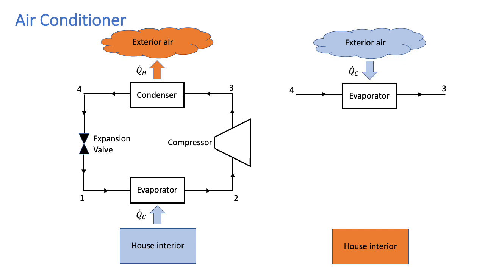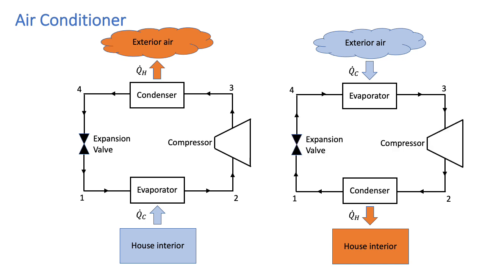In this case, we reverse the flow through the air conditioner. The condenser now acts as an evaporator, and it takes heat Q dot C from the exterior. The evaporator now serves as a condenser, and it rejects heat Q dot H to the house interior. The compressor and the expansion valve are exactly the same, except that the flow is now reversed through them. This device is a heat pump.